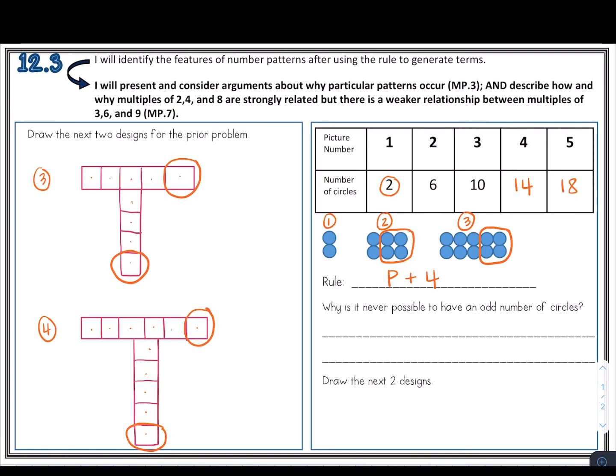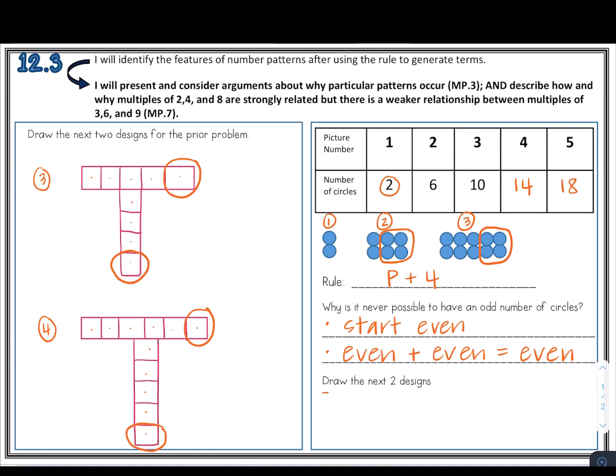Now it asks us, why is it never possible to have an odd number of circles? Well, we started with an even number, right? The number 2. And we know that we're adding 4 each time. So any even number plus another even number is always going to give us an even number as the sum.